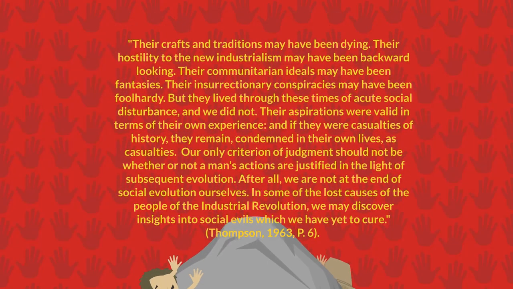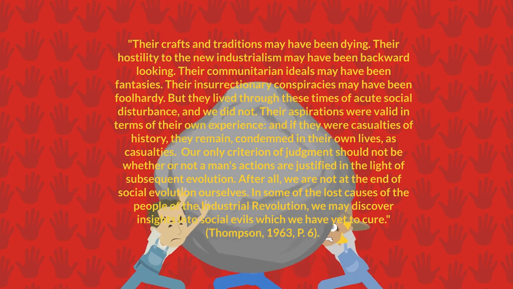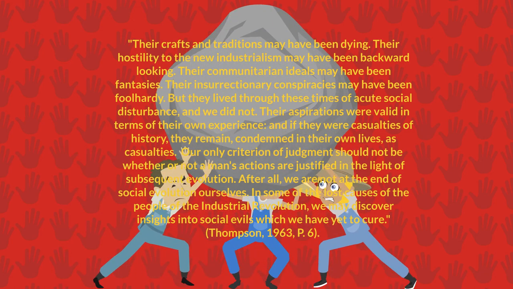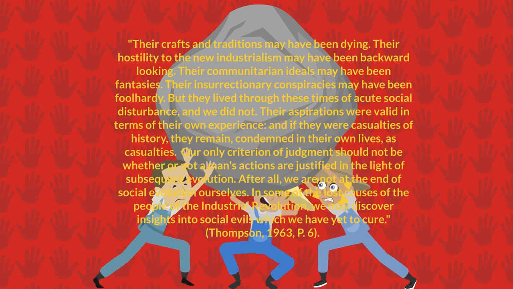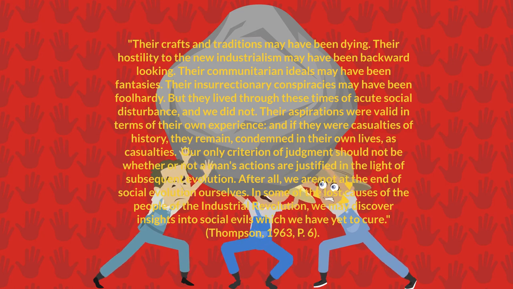In some of the most moving prose, Thompson wrote in The Making of the English Working Class, "Their crafts and traditions may have been dying. Their hostility to the new industrialism may have been backward-looking. Their communitarian ideals may have been fantasies. Their insurrectionary conspiracies may have been foolhardy. But they lived through these times of acute social disturbance, and we did not. Their aspirations were valid in terms of their own experience, and if they were casualties of history, they remain condemned in their own lives as casualties.